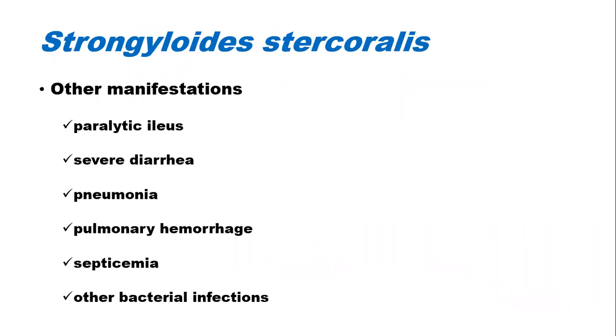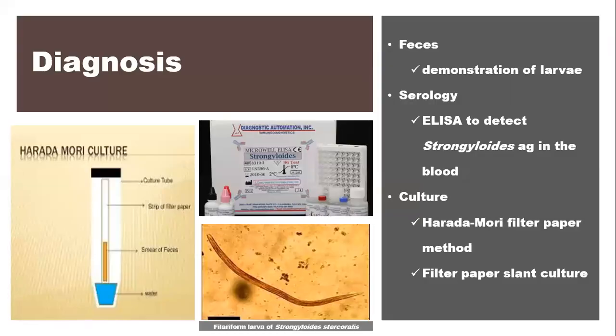There could be other manifestations of Strongyloides stercoralis infection apart from what we've just mentioned. So the patient may present with paralytic eyelids, patient may present with severe diarrhea, there could be pneumonia, there could be pulmonary hemorrhage, there could be septicemia, you can have other bacterial infections superadded onto it.